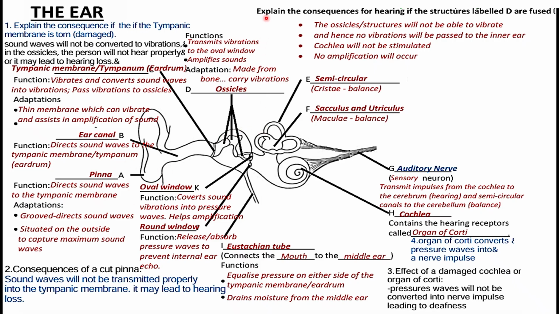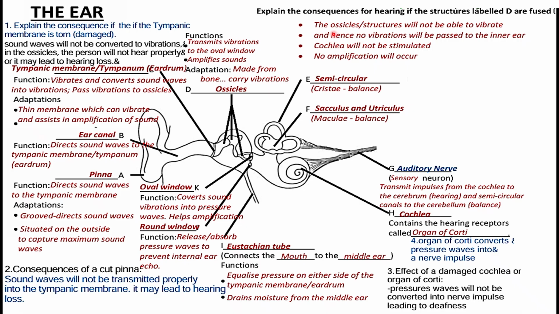You can draw and label and state the functions as well as the adaptation. One last thing before we conclude, let us look at this statement here. Explain the consequence for hearing if structures labeled D are fused. Fused means they are joined together, making them immobile or immovable. So what is structure D? If you go carefully, you can see structure D represents the ossicles. So here it is asking what will be the consequence for hearing if they are fused.